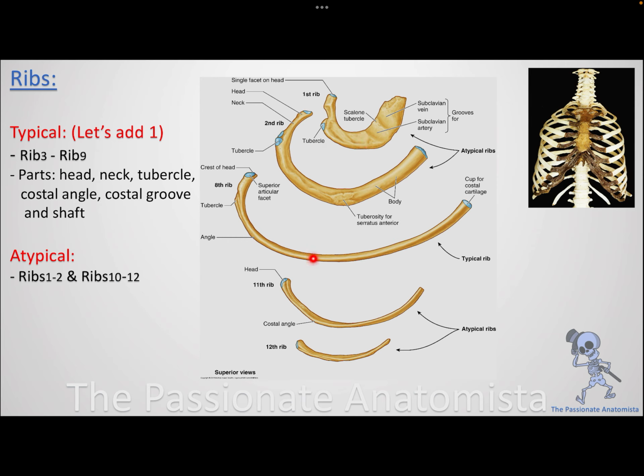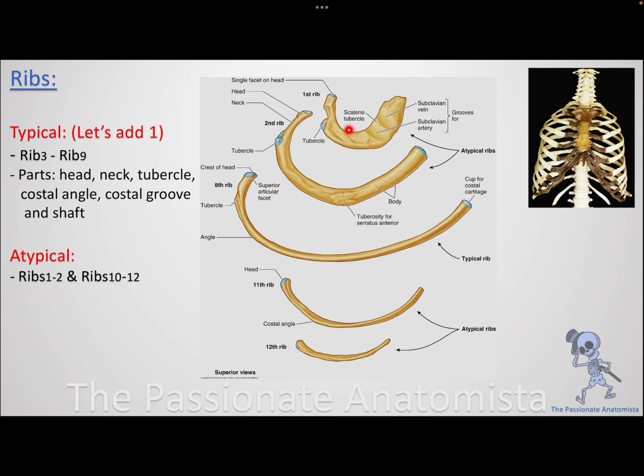However, for the typical rib, we have anterior and posterior flat surfaces. Why? Because your lungs are here. You don't want the border to bother it. So we cannot follow rib number 1 and 2 in the rest of the typical ribs. So typical ribs, they have anterior and posterior surfaces. However, rib number 1 and 2, they have superior and inferior surfaces.